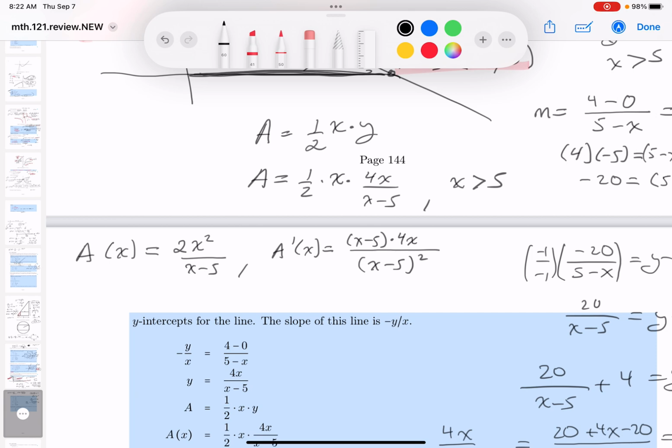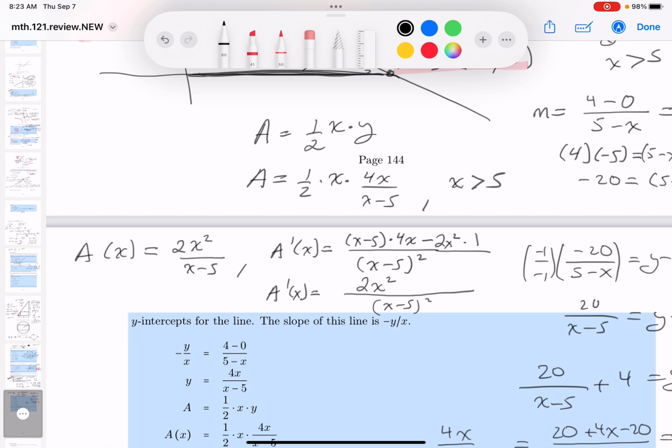All right, let me see if I did that right. So I squared the bottom, brought the bottom to the top, multiplied through the top, minus the top, that's 2x squared, times the derivative of the bottom, which is just simply 1. All right, I'm going to try to simplify that. This is x minus 5 squared. And let's see what you get. You get 4x squared minus 2x squared, which is 2x squared.